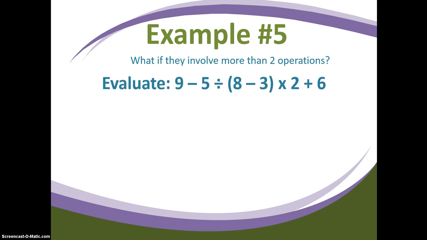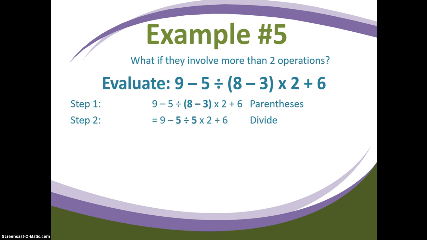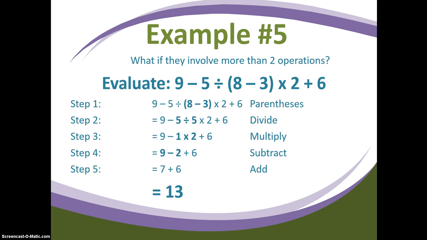Here's another example. 9 minus 5 divided by (8 minus 3) times 2 plus 6. Again, we're going to work in parentheses first. 8 minus 3 is 5. Then we're going to work with our division next. This time the division comes before the multiplication because working left to right, it happens first. 5 divided by 5 is 1. So now we have 9 minus 1 times 2 plus 6. We're going to do multiplication next. 1 times 2 is 2. Then we're going to work addition and subtraction left to right. Subtraction comes first this time. So 9 minus 2 is 7 plus 6 is 13.